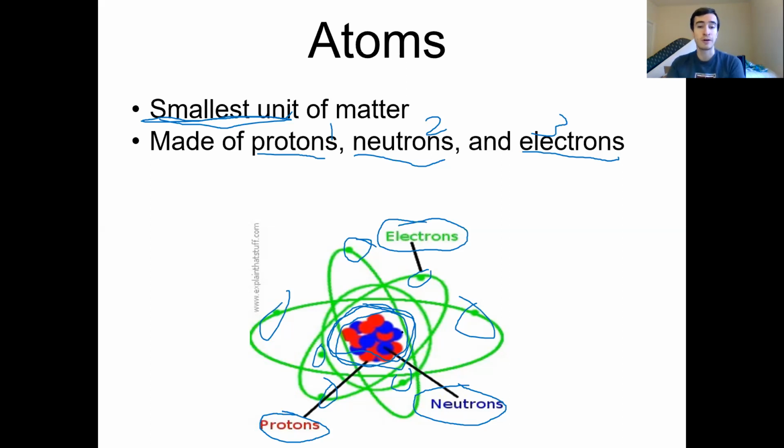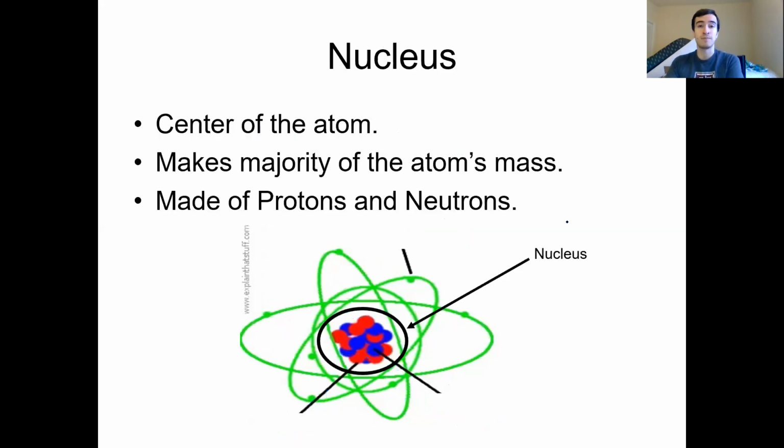And so two of our particles are in the middle, and one of them, the electrons, is swirling around the outside. So that middle part of the atom has a specific name. It is called the nucleus. So the nucleus is the center of the atom, this little ball of little guys all smushed up here in the middle. That is our nucleus. It's responsible for the vast majority of the atom's mass.